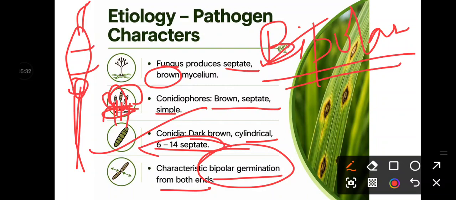So this is about the pathogen: septate mycelium, with brown color in both the conidiophore and the mycelium. The conidia are dark brown, cylindrical with multiple septa, that is 6 to 14 septa, and with bipolar germination.